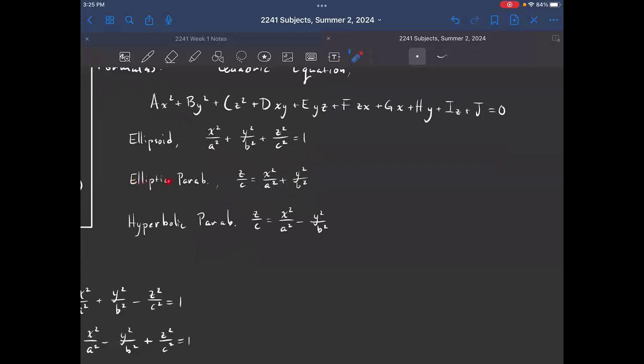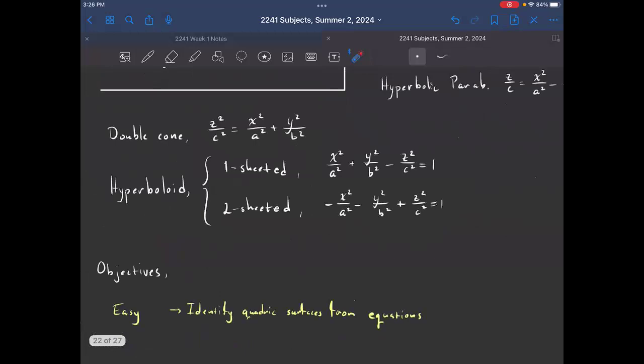Next is the elliptic paraboloid. This is like the x squared graph, but extended to 3 dimensions, where you now have an x term and a y term. And then the hyperbolic paraboloid. This one is the saddle shape. And again, we'll see a picture of this on the next page. But the hyperbolic paraboloid is a saddle, and it has this minus like a hyperbola does.